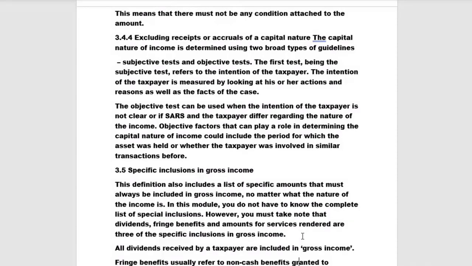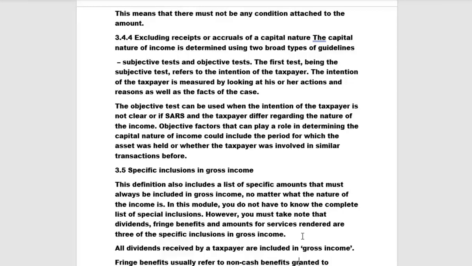We're going to go further and look at the specific inclusions in regards to the gross income. The definition also includes a list of specific amounts that must always be included in the gross income, no matter what the nature of the income is. In this module, you do not have to know the complete list of those special inclusions. That's just for your own reading. I don't think it will be part of the test or the assessment. However, you must take note that dividends, fringe benefits, and amounts for services rendered are three of the specific inclusions in the gross income.